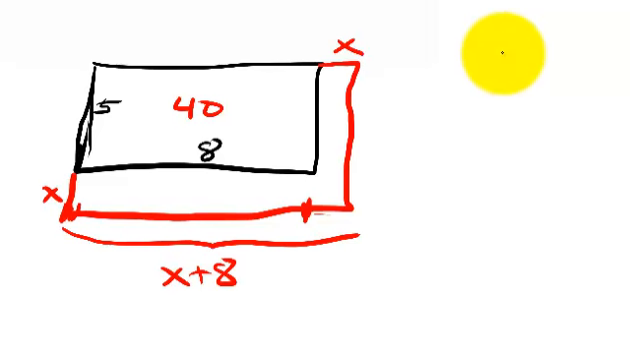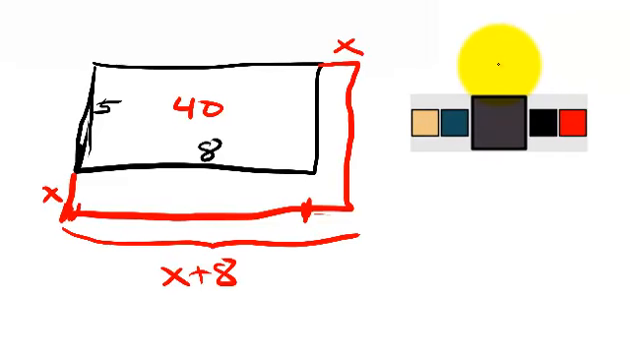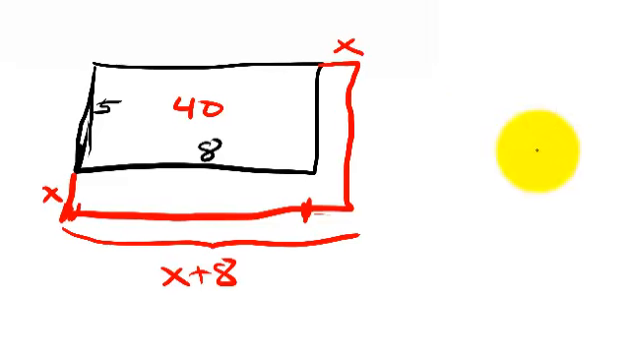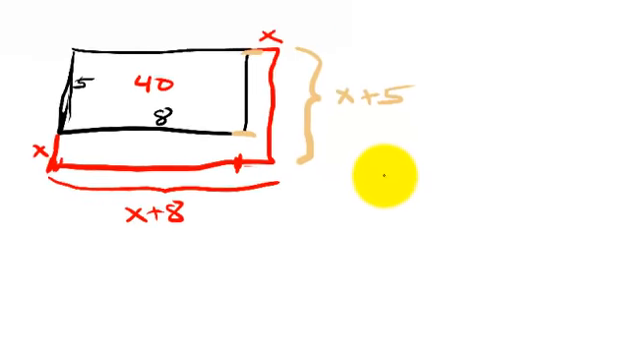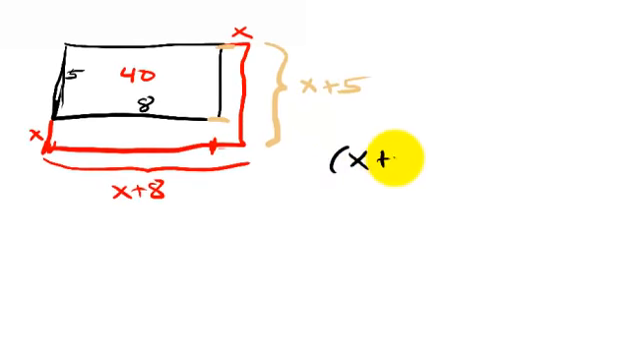And then, let me change colors one more time. This here is going to be the original 5 feet from here to here, plus this little x right here. So x plus 5. Okay, well, this is my length, this is my width, it doesn't really matter. But if I multiply these two together, what I'm supposed to get is 70.